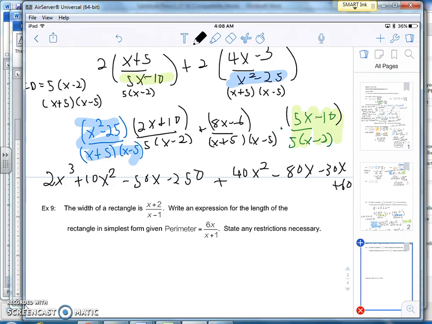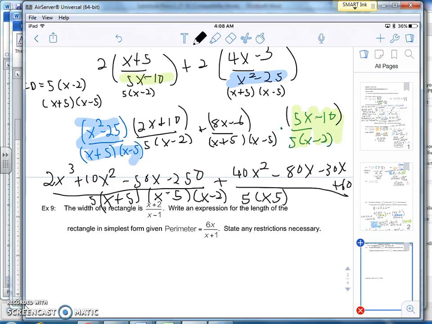And all of that is over (x plus 5), (x minus 5), 5, and (x minus 2). Sloppy, sloppy, sloppy. And x minus 2.